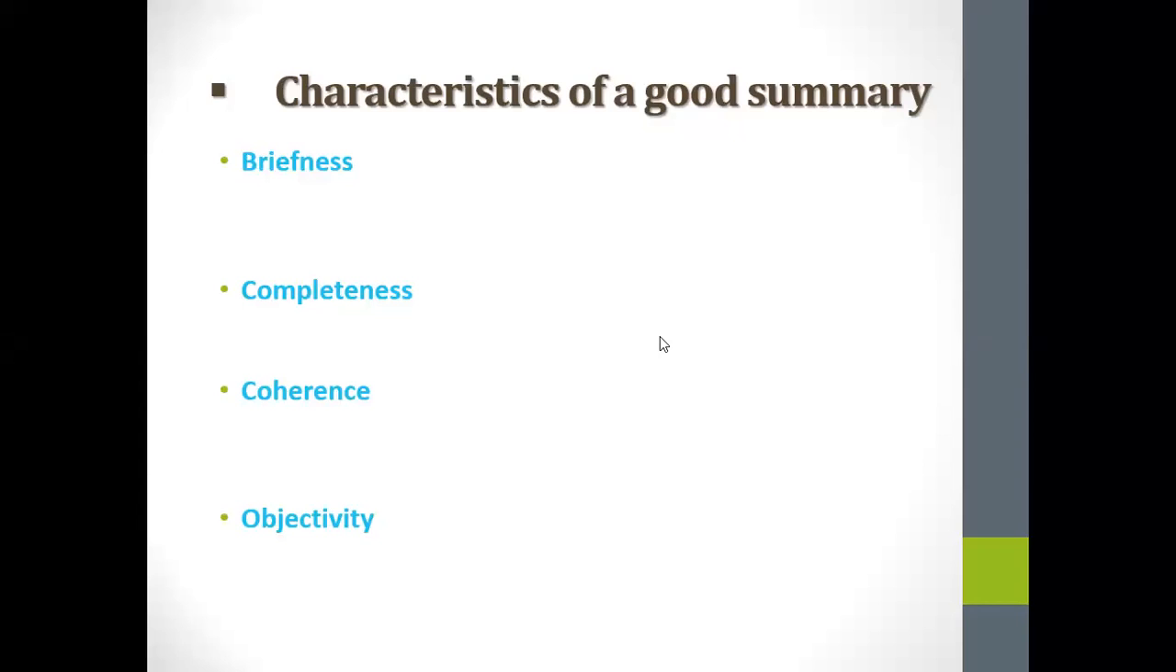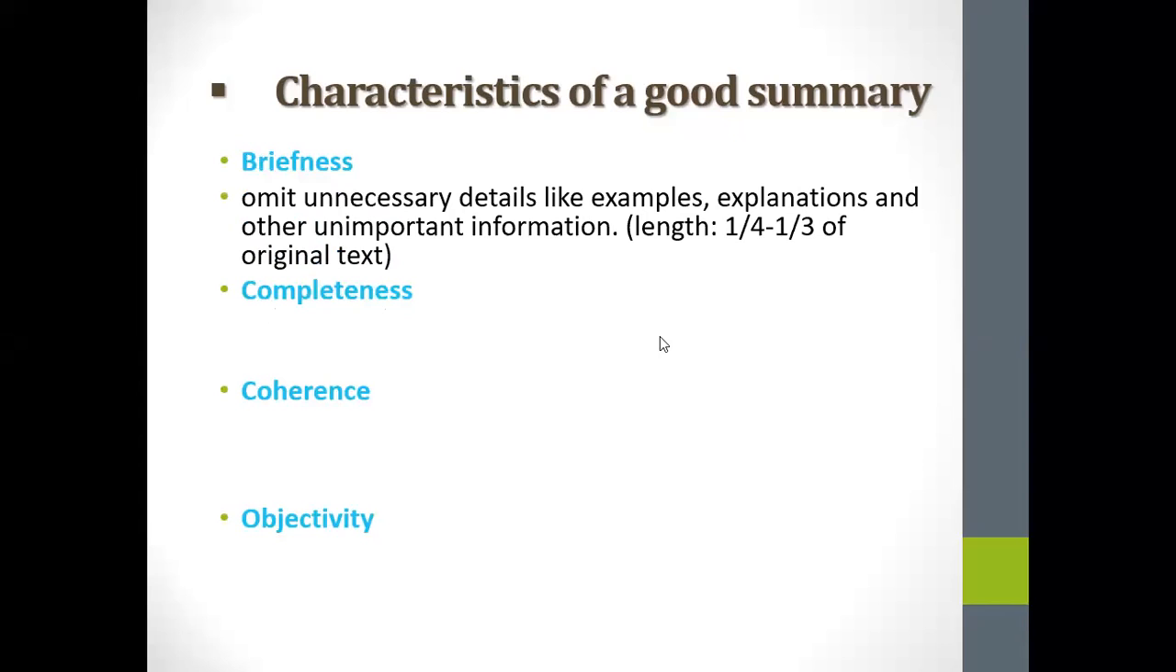The first one, briefness. You must write a short paragraph. If I'm giving you an essay of five or six paragraphs, you're not going to write 3 or 4 paragraphs as a summary. No, it must be 1/3 or maximum 1/4 of this text. So omit or remove the unnecessary details like examples, explanations, and other unimportant information. And you have to focus that you have word limits. This word limit is going to be 1/4 or 1/3 of your original text.